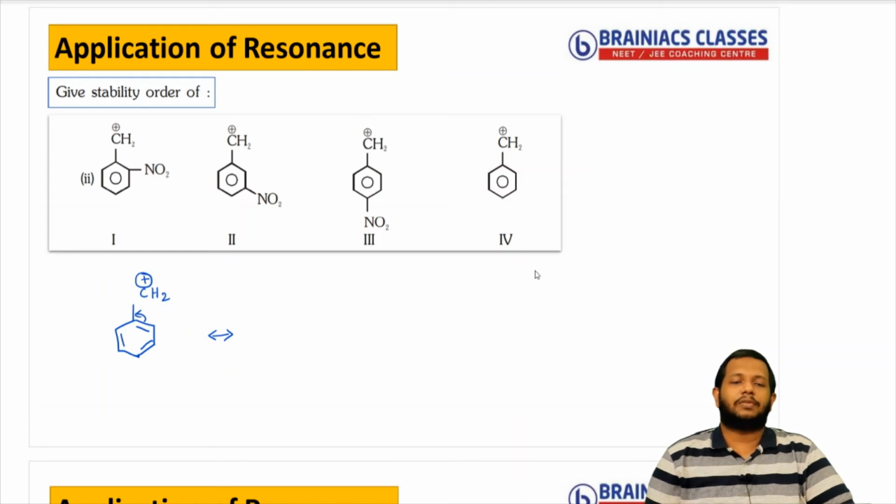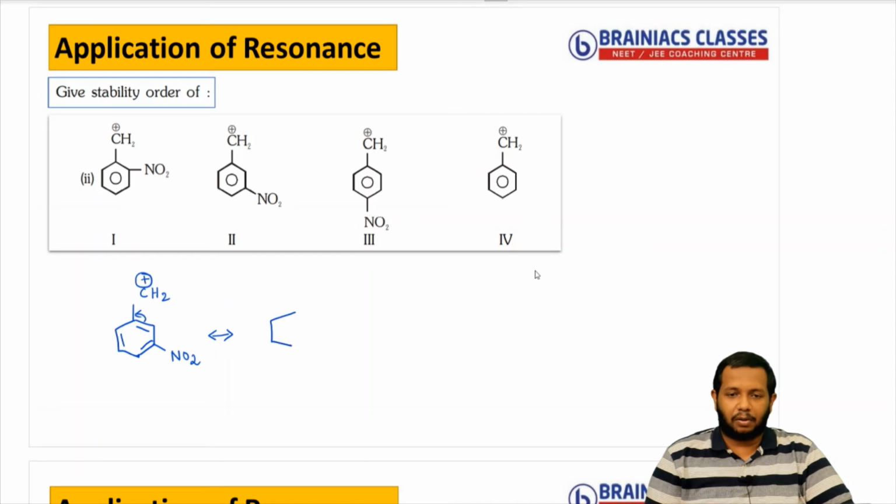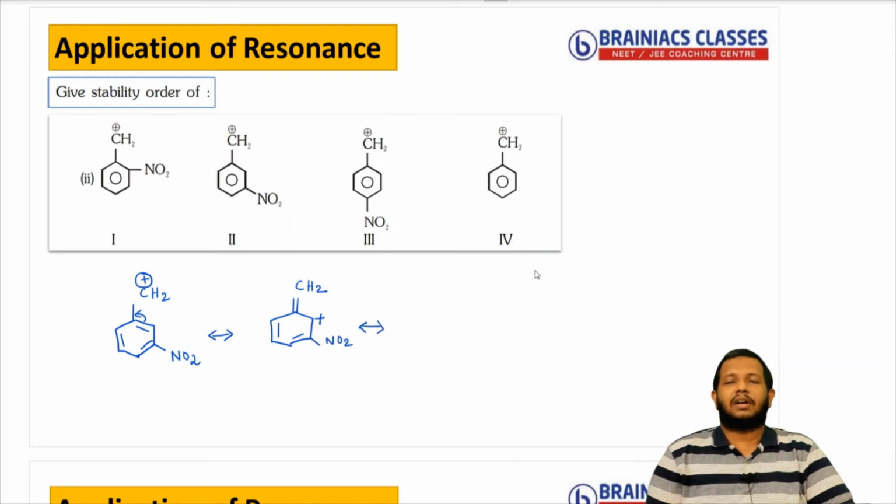Now the same thing, instead of this one, in the next option, the NO2 group is present at what position? Meta position. So if it is present at meta position, what will happen? Again, I will draw and explain. Here the double bond CH2 will come, the plus charge will come here, and NO2 is present here. Now if I draw the next resonating structure, the positive charge comes here, you have a double bond here, and the double bond CH2 is present here.